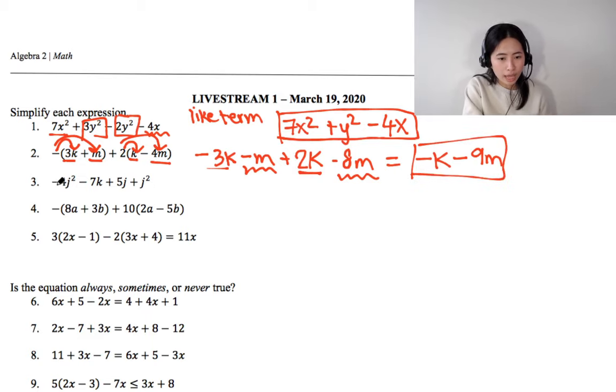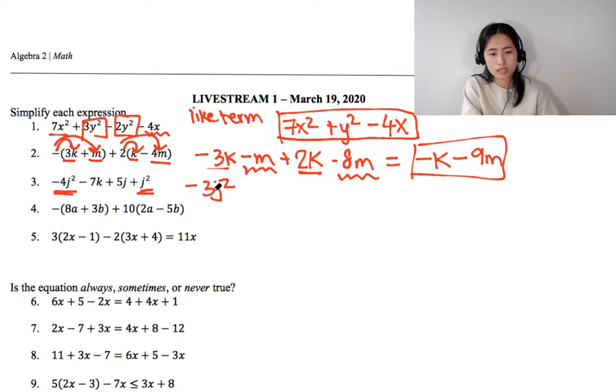Moving to this, we have negative 4j squared and j squared. These two are like terms, therefore we can combine them and have negative 3j squared, right? Because negative 4 plus 1, this is a 1 right here, is negative 3j squared. And then you have negative 7k and plus 5j. These two are not like terms, so you can't combine them further. So you have negative 7k plus 5j. That's your simplified expression.